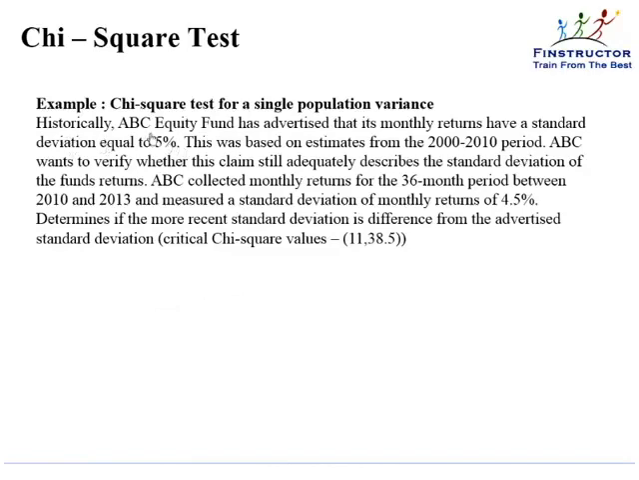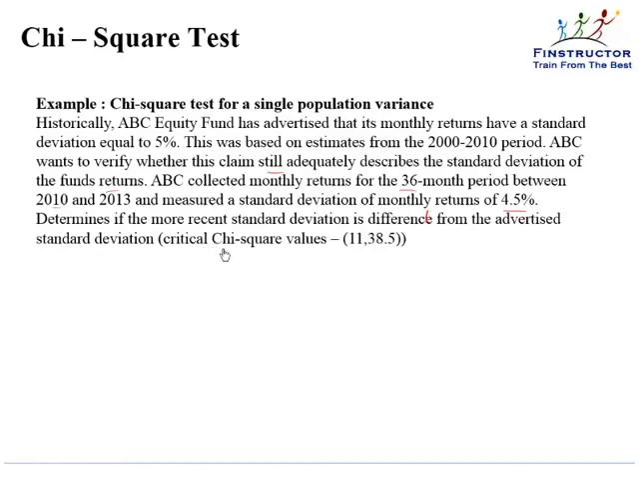Historically, ABC Equity Fund has advertised that its monthly returns have a standard deviation equal to 5%. This was based on estimates from the 2000 to 2010 period. ABC wants to verify whether this claim still adequately describes the standard deviation of the fund's returns. ABC collected monthly returns for the 36-month period between 2010 and 2013 and measured a standard deviation of monthly returns of 4.5%. Determine if the more recent standard deviation is different from the advertised standard deviation.